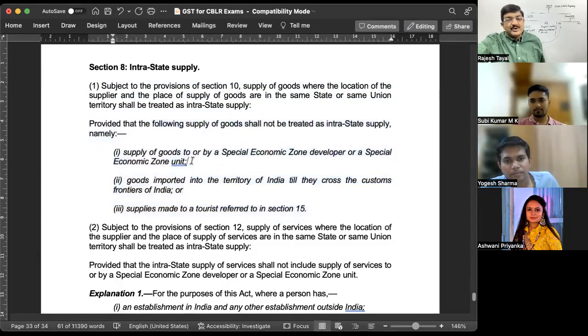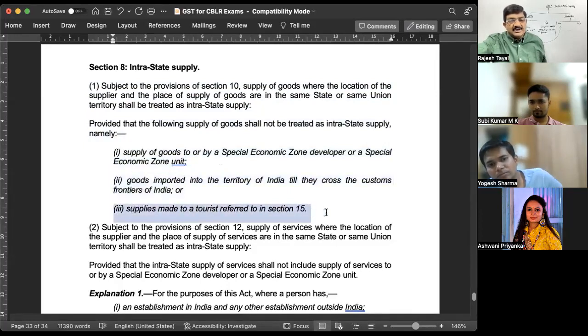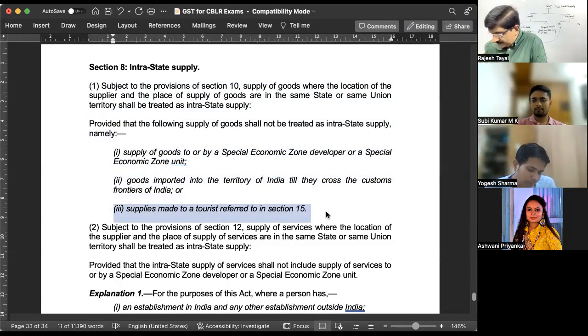So this says supply to SEZ unit or the developer SEZ, or this is goods imported into, and this is supply under section 15. So under section 15, if goods are sold to a non-resident while returning from India, he can claim the refund of the GST paid in India. Do we have that kind of facility in India as of today? Non-residents buying goods in the Indian market while returning from India, they can get back the refund of GST.